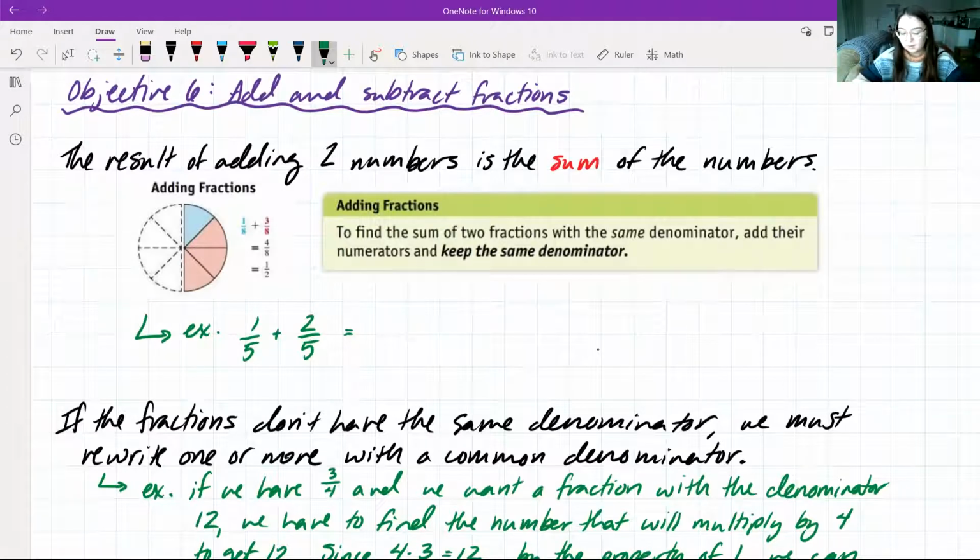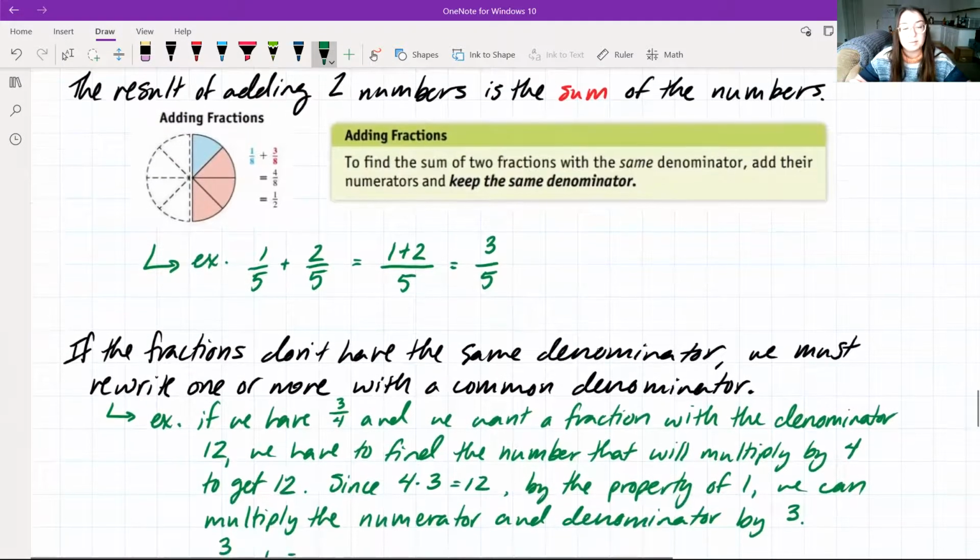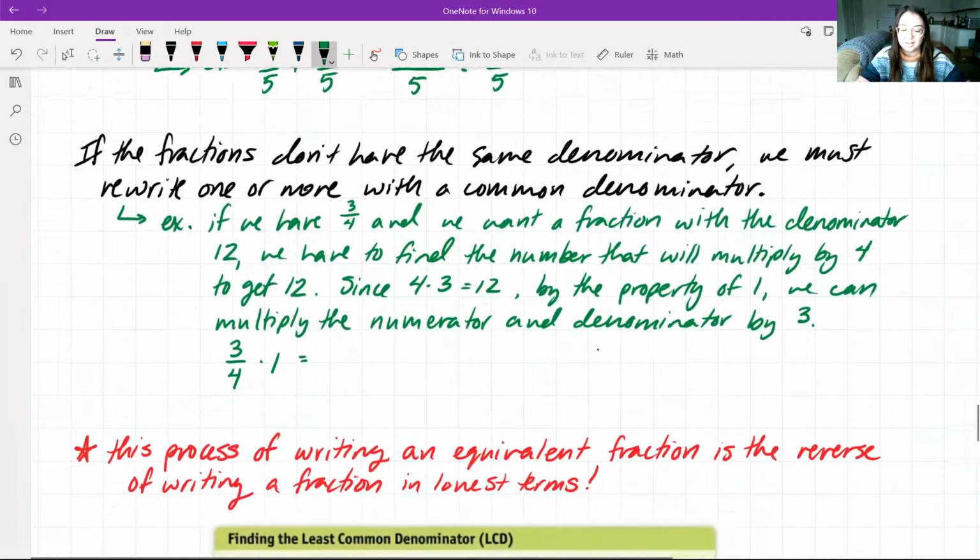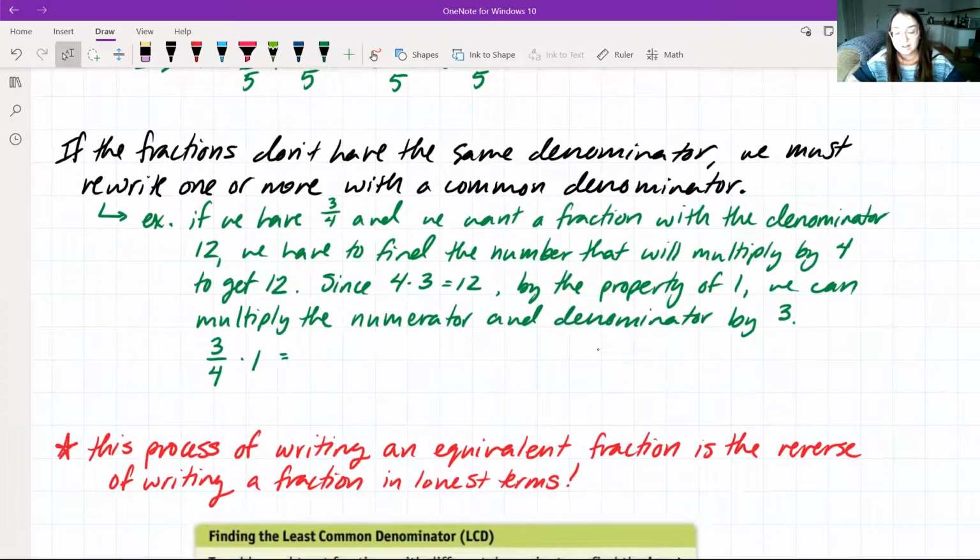So for our example, we have 1/5 plus 2/5. Since they have the same denominator, this is like saying 1 plus 2 divided by 5, which will give us 3 divided by 5. Pretty simple. Now, if the fractions don't have the same denominator, we must rewrite one or more with a common denominator. It could mean that we would need to rewrite both.